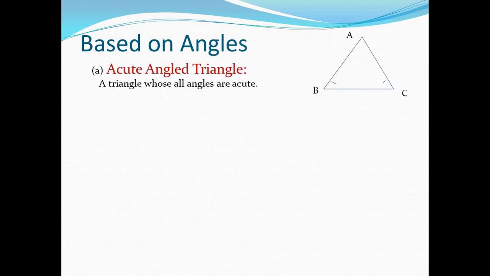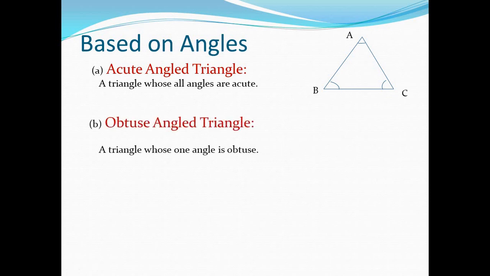Now, based on angle. Based on angle, first one is the acute angle triangle. See here, an acute angle triangle means a triangle whose all angles are acute. Acute means what? More than 0, less than 90 degrees. See here, angle A is acute, angle B is acute, angle C is also acute. Therefore, such types of triangles are called acute angle triangles.